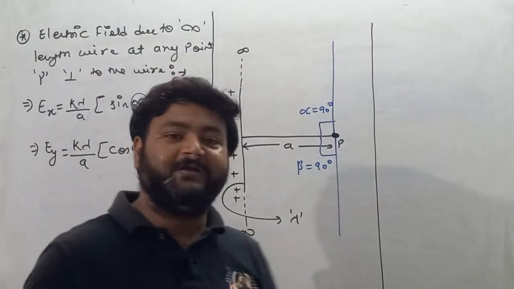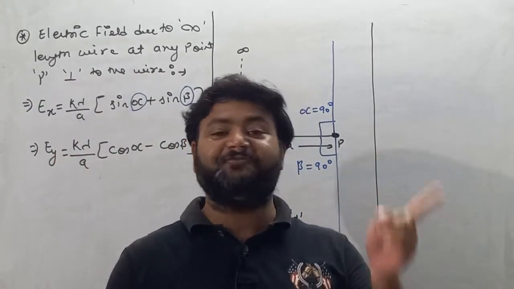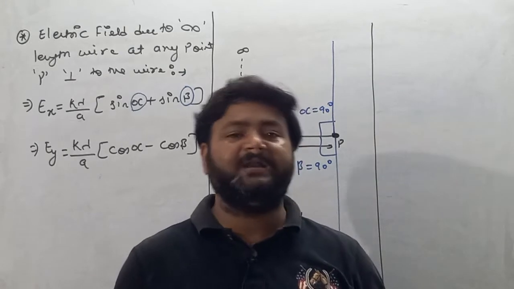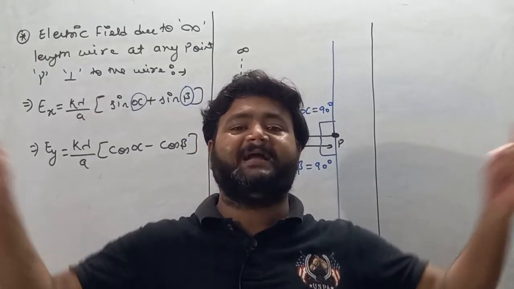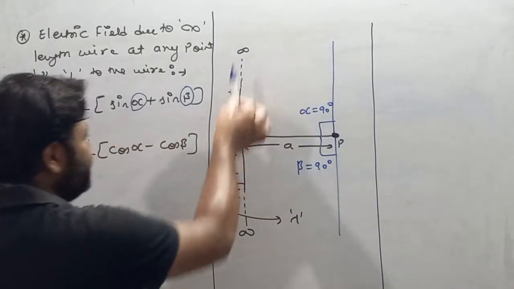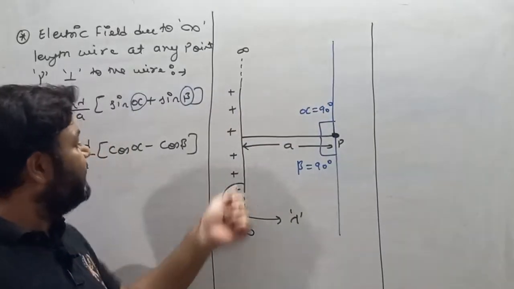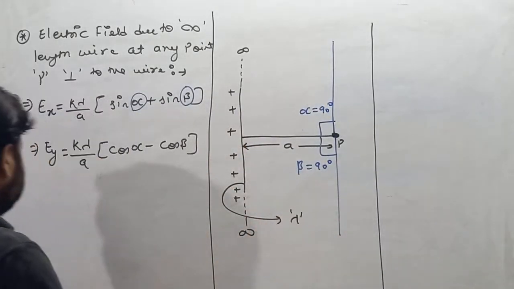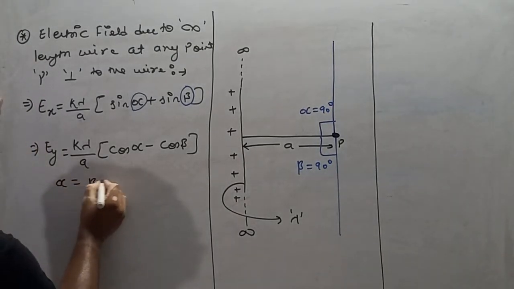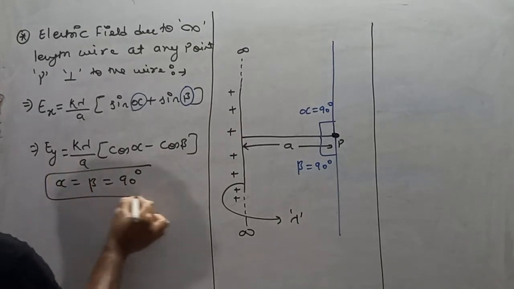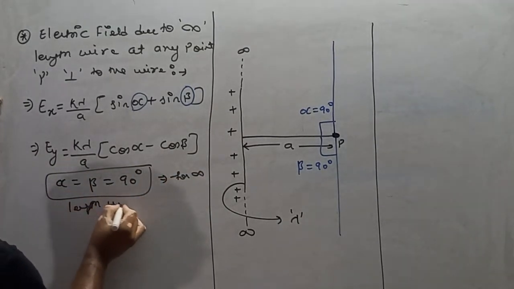So what we conclude? We have to remember only one formula, that is electric field due to finite length wire. Other two formulas we will get by putting the angle of visualization of both the ends of wire. So I'll write here alpha and beta both are 90 degree for infinite length wire.